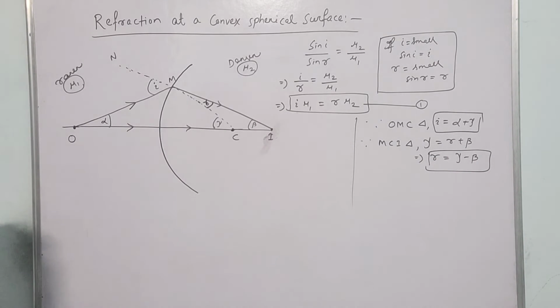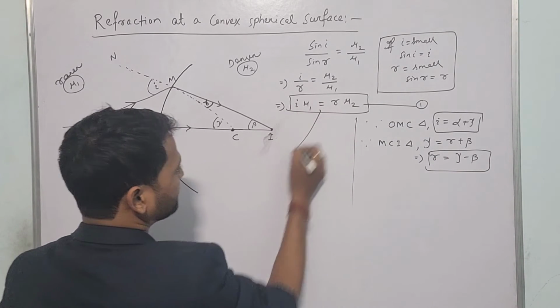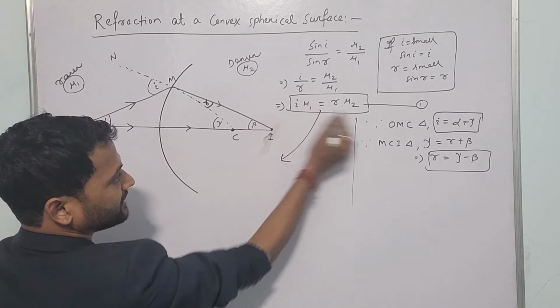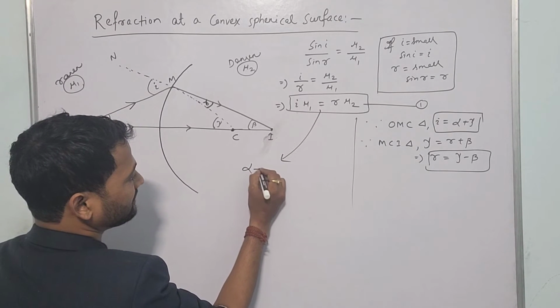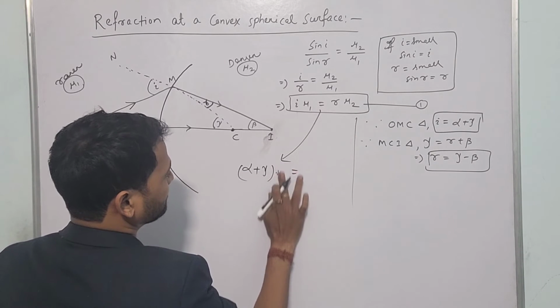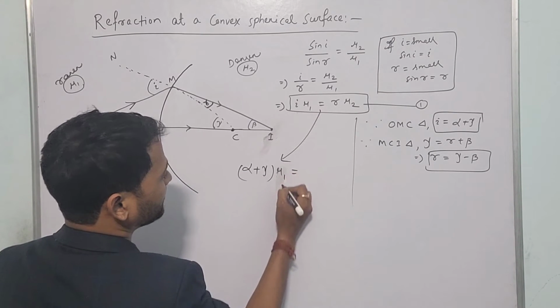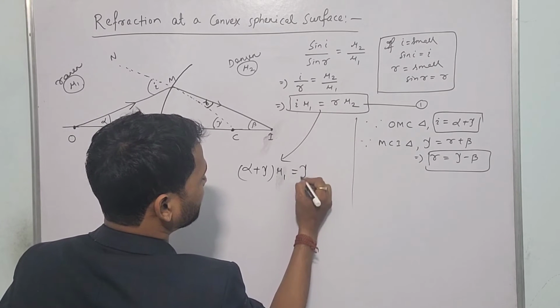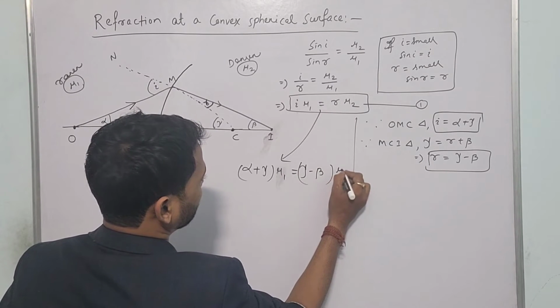Is it clear? So if I put here in place of i, it will be alpha plus gamma into mu1 will be equal to r, which is gamma minus beta, into mu2.